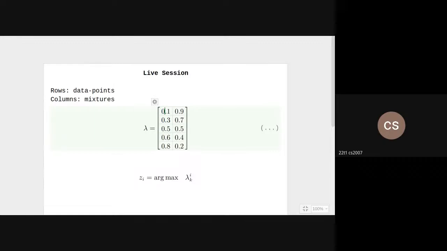I'm not trying to be ambiguous and say that 10% of the time it belongs to mixture 1 and 90% of the time it belongs to mixture 2. Instead, I'm saying it belongs to mixture 2. So I'm making a hard decision there, and that's why it's called hard clustering.